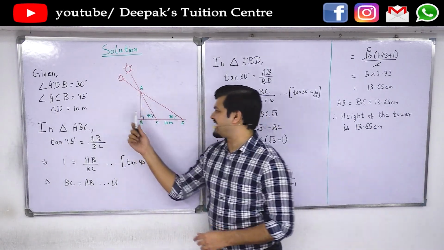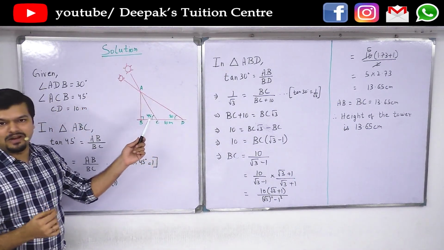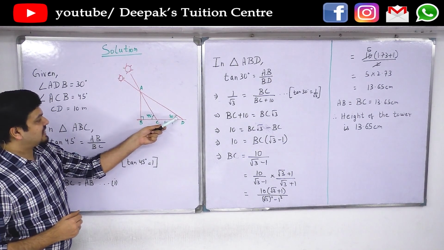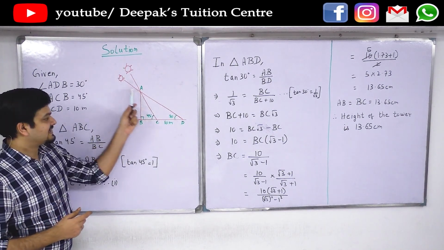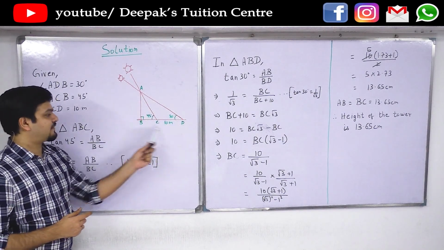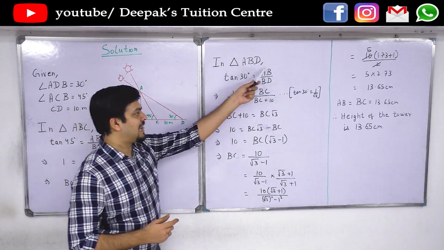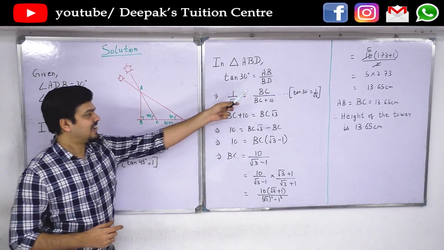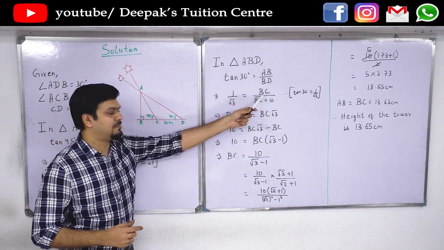Now moving on to the second triangle. Again using tan theta, which is perpendicular by base. The angle is 30 degrees, so we use the side opposite to 30 degrees, that is AB, as perpendicular. Since AD is the hypotenuse, BD becomes our base. So tan 30 equals AB by BD. Tan 30 equals 1 by root 3. AB is the same as BC, so I replace AB with BC.